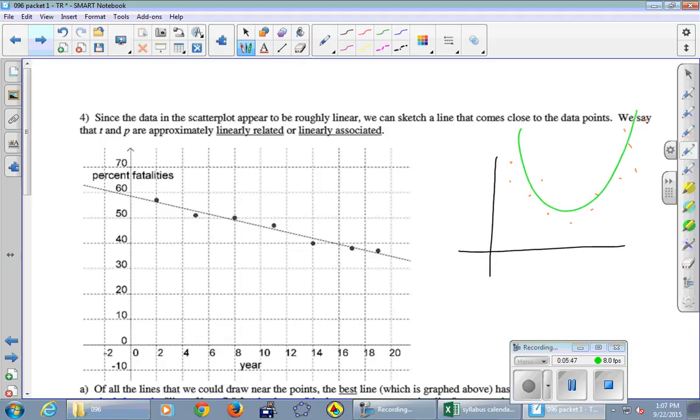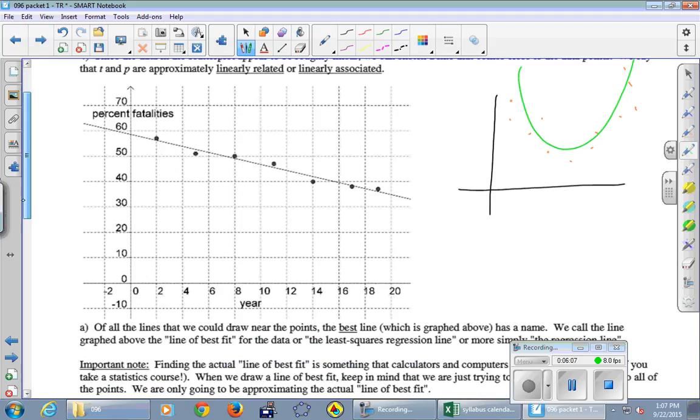But the data points that we have are pretty darn close to all lying on the same line. It's not perfect. It's not going to be perfect when you have real world data, but they're pretty close. And so when it's pretty close, we say that the two variables, in this case t for time and p for percent, are approximately linearly related or linearly associated, just that they are close to a straight line.